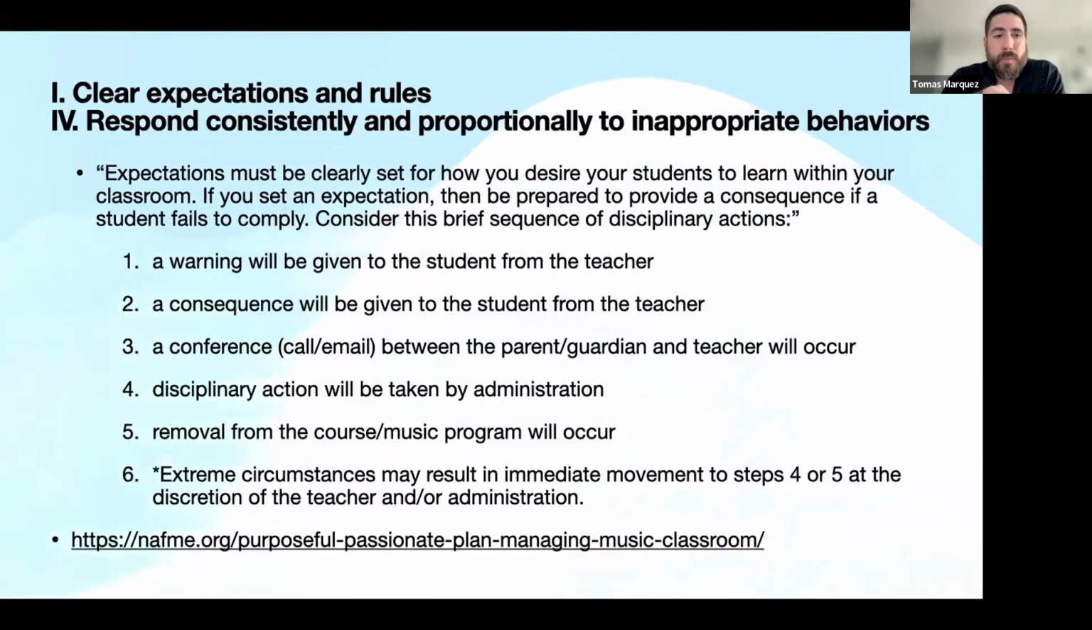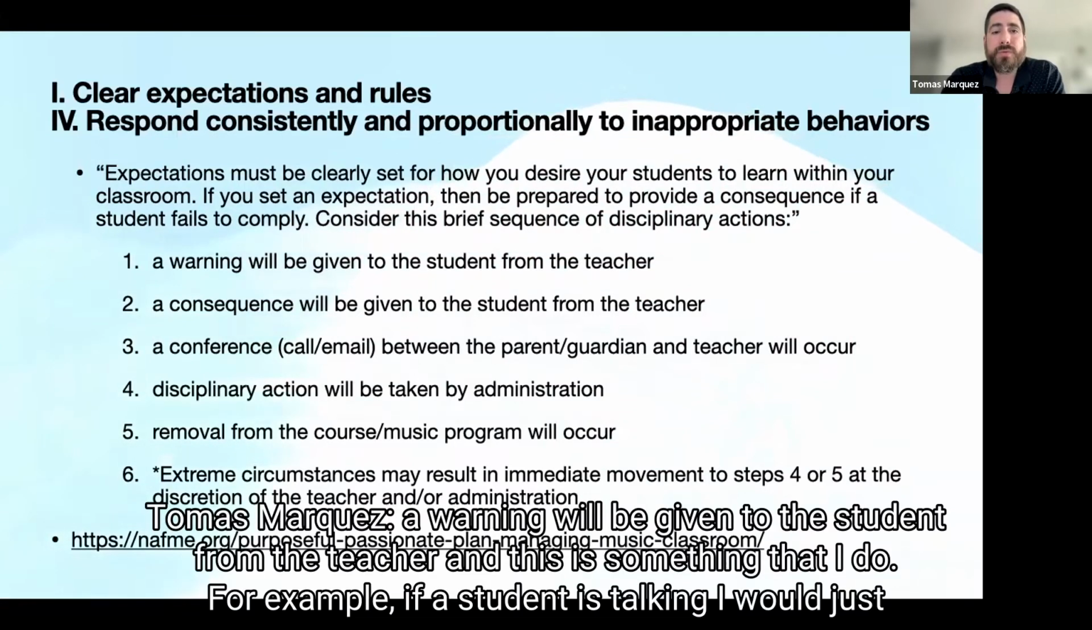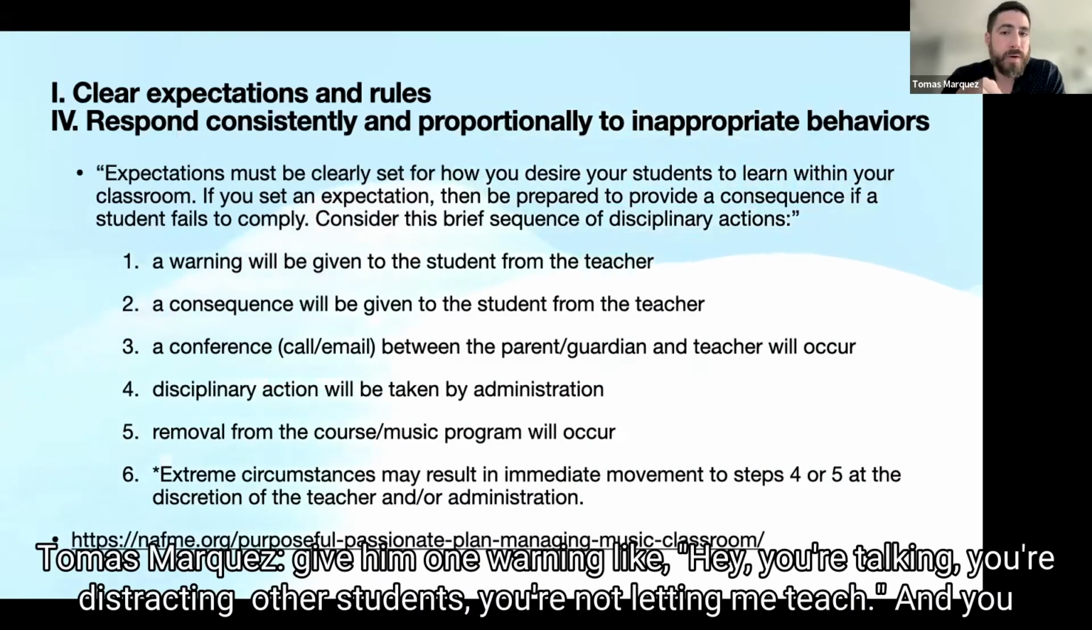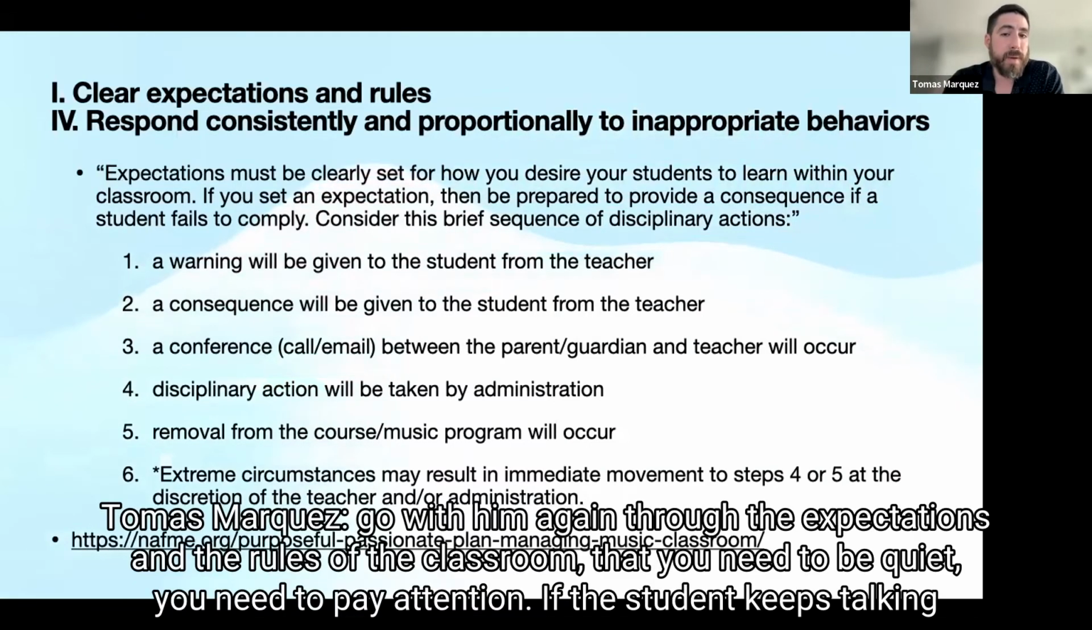So a warning will be given to the student from the teacher. And this is something that I do. If, for example, a student is talking, I would just give him one warning, like, hey, you're talking, you're distracting the students, you're not letting me teach. I go with him again through the expectations and the rules of the classroom, that you need to be quiet, you need to pay attention.